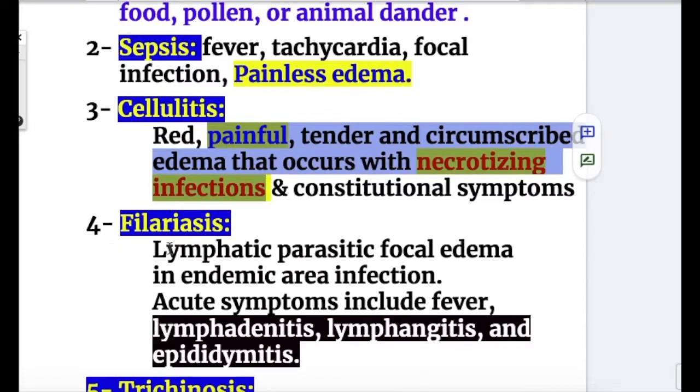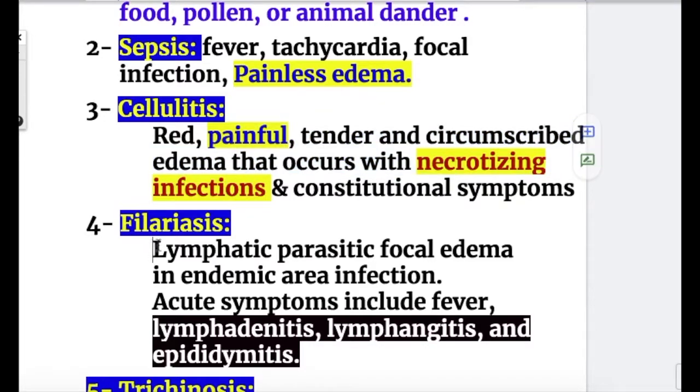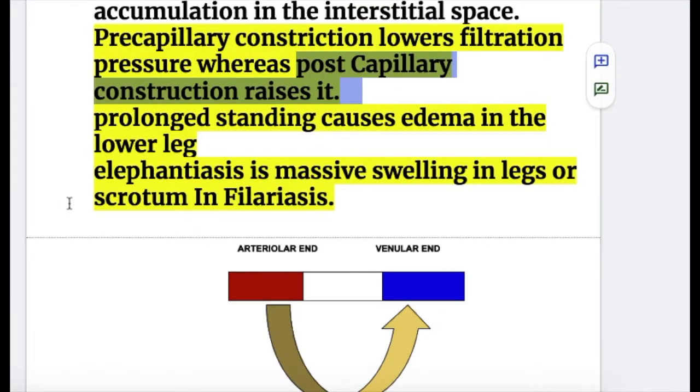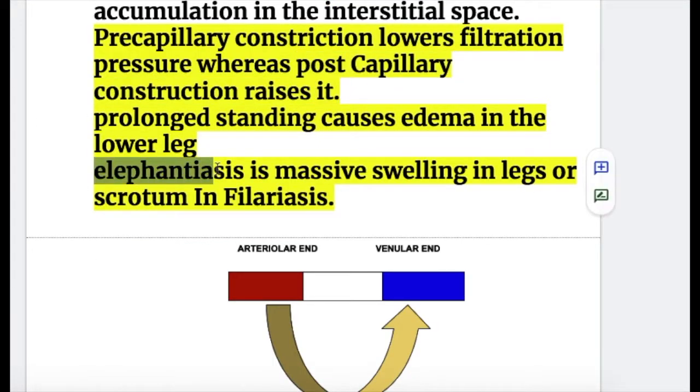Number 4, filariasis. It causes lymphatic parasitic focal edema in endemic areas. Acute symptoms include fever, lymphadenitis, lymphangitis, and epididymitis. So in filariasis there occur lymphadenitis, lymphangitis, and epididymitis. And elephantiasis is a massive swelling in the legs or scrotum in filariasis due to lymphatic obstruction.